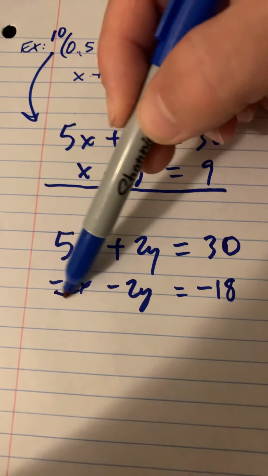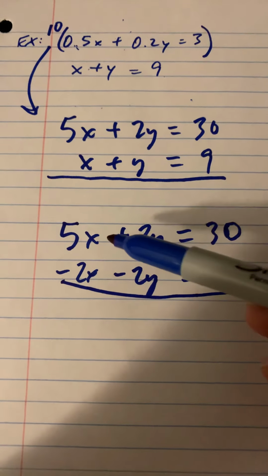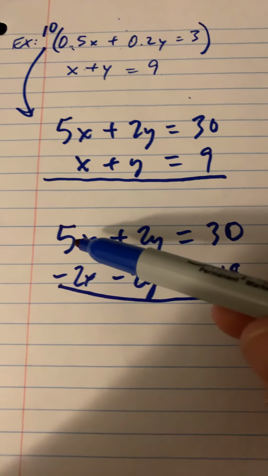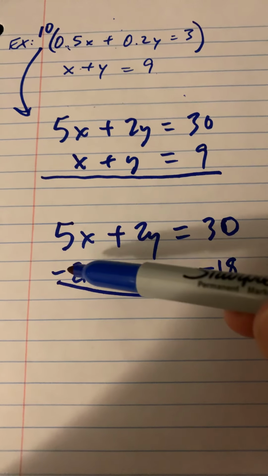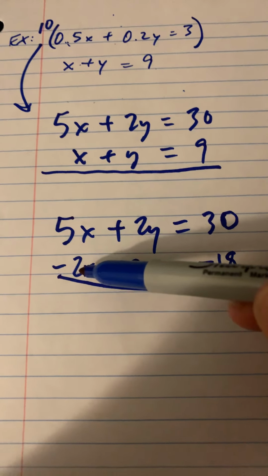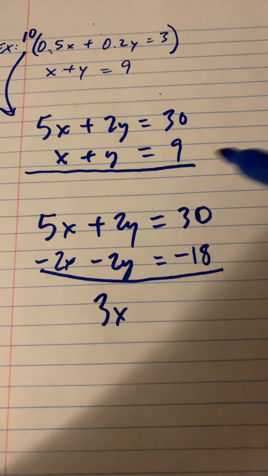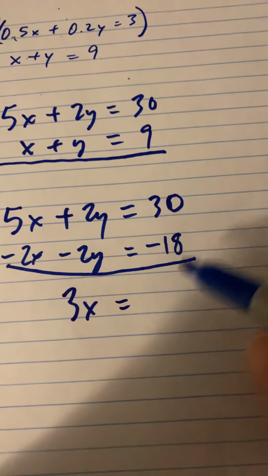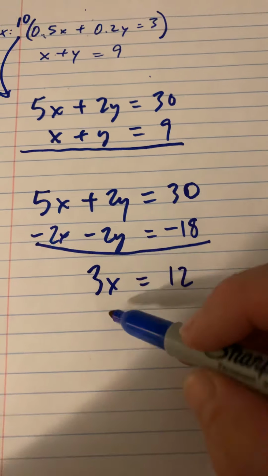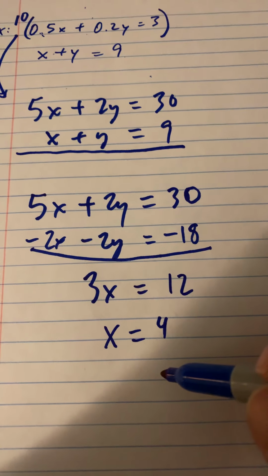So now we're just going to add. In this case, it's going to be subtract. So 5x plus -2x is the same thing as 5x minus 2x. That leaves me with 3x. These cancel out. Equals 12. x equals 4, because we divided both sides by 3.